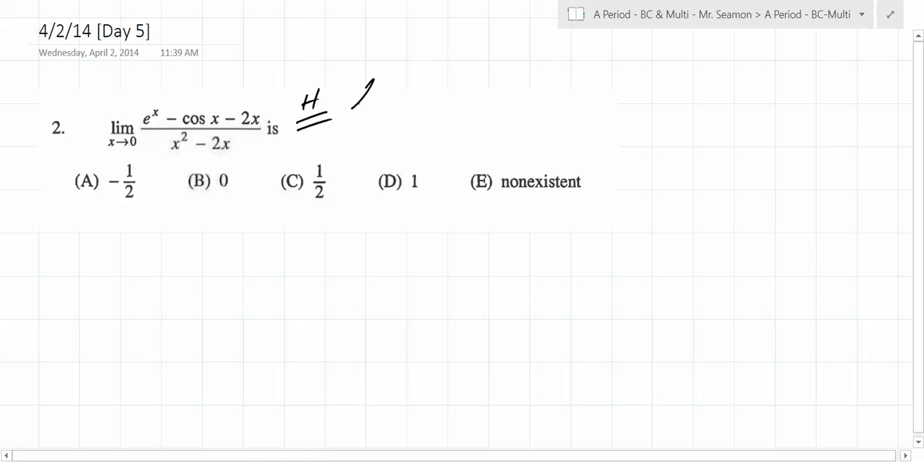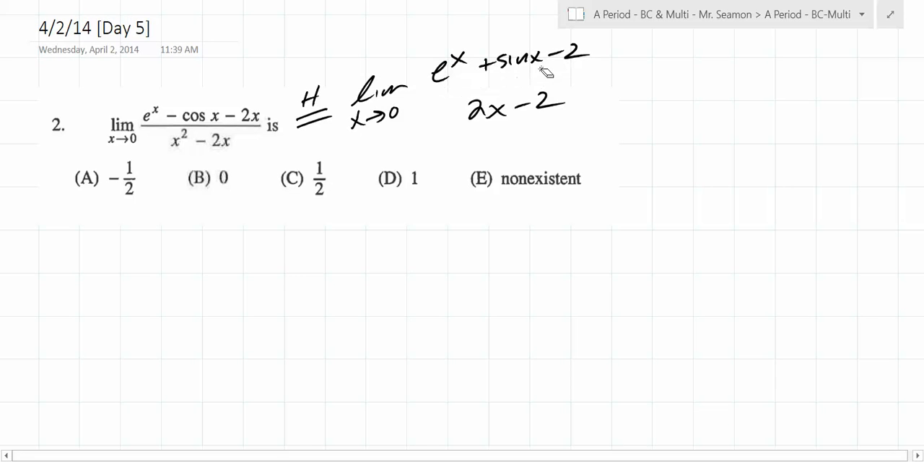So you take it, and this is going to be equivalent to the limit as x goes to 0 of the derivative of the top, which is e to the x plus sine x minus 2, all over 2x minus 2. Now, can you plug in 0? Yes. If you plug in 0 now, what is this going to be?